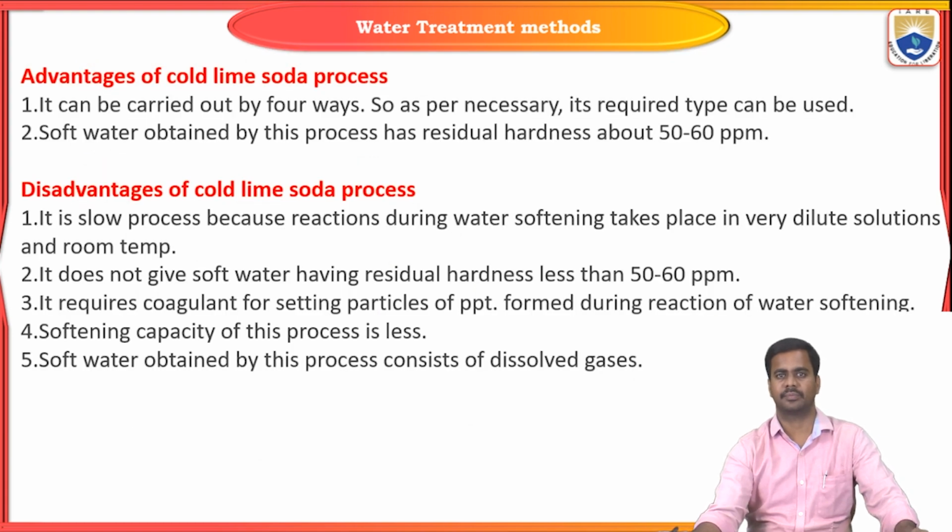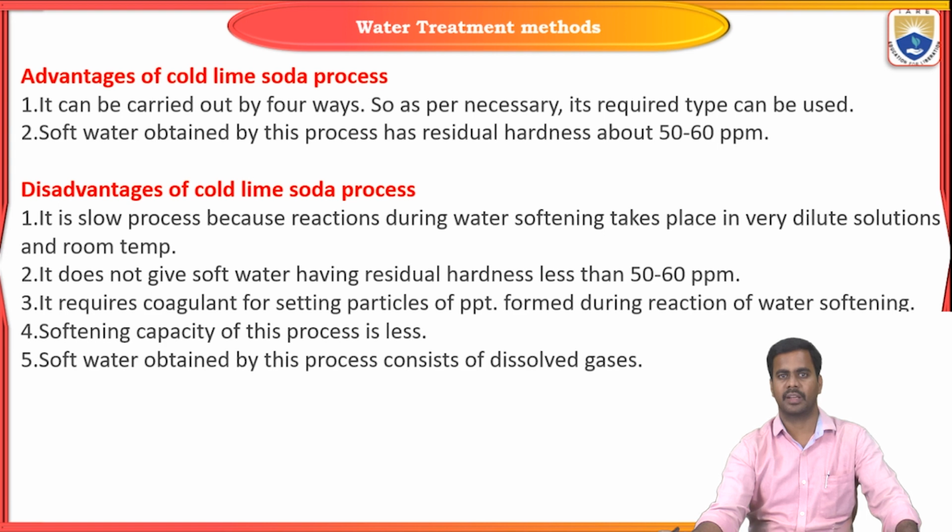Next, advantages. Advantages of the cold lime soda process: it can be carried out in four ways. As per necessity, the required type can be used. For the lime soda process, there are four types of techniques available. Soft water obtained by this process has residual hardness of about 50 to 60 ppm. By using the lime soda process, we can remove hardness up to 50 to 60 parts per million.